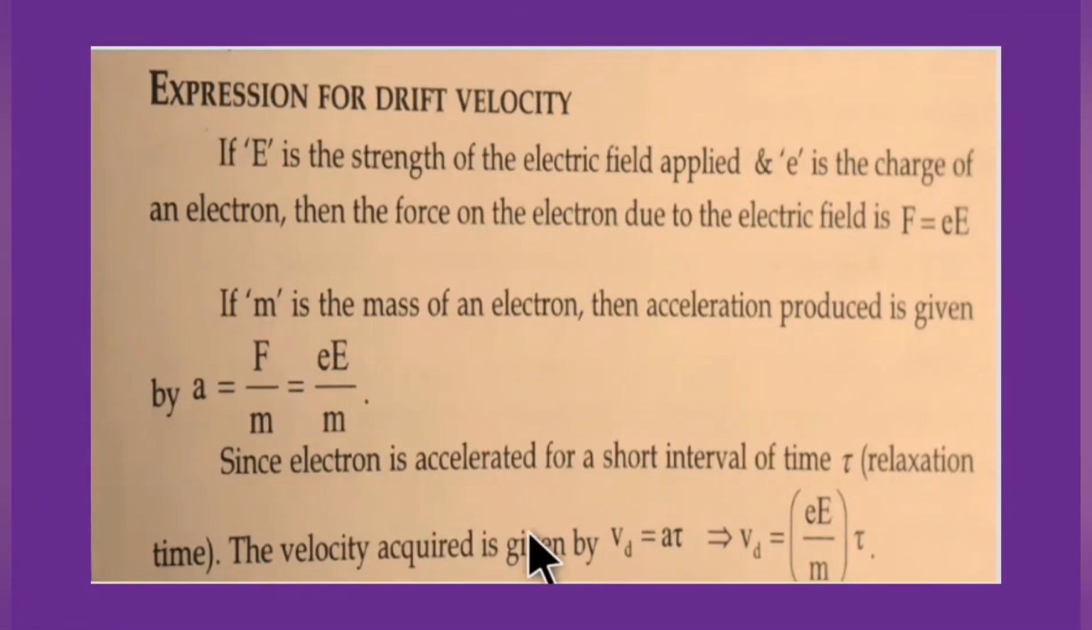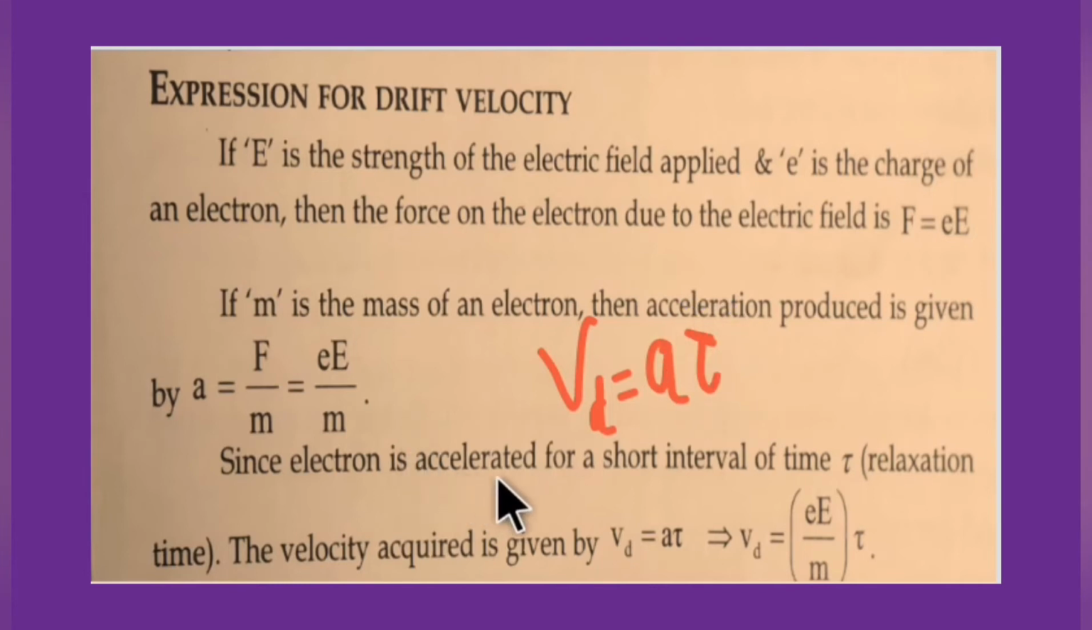And we know the formula for acceleration. What is acceleration? Acceleration a is equal to velocity by time taken, right? Now if you want velocity, velocity is equal to acceleration into time taken. So this velocity, if you consider as drift velocity Vd, which is equal to a into time, instead of time taken, we take the relaxation time, that is tau here.